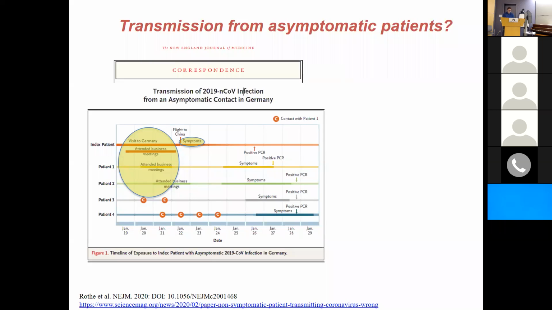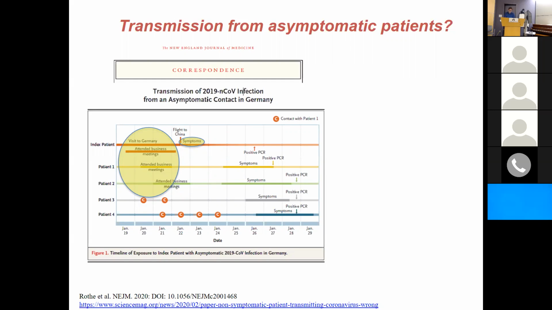That index patient had contact with patient 1 and 2, attended the same business meeting, and those German patients developed symptoms a few days later, so 4 to 5 days later, were tested positive, were the first important cases into Germany. The assumption was that the index patient was entirely asymptomatic at those business meetings, and this was published here in the New England Journal of Medicine.